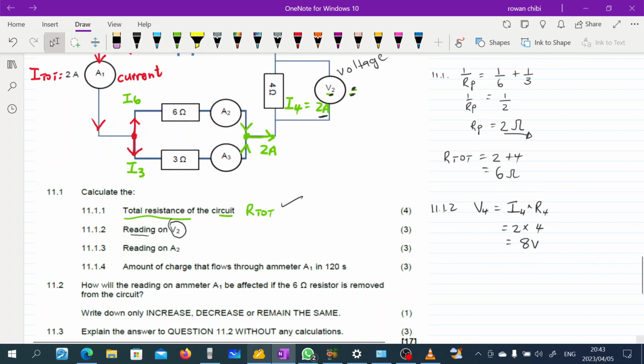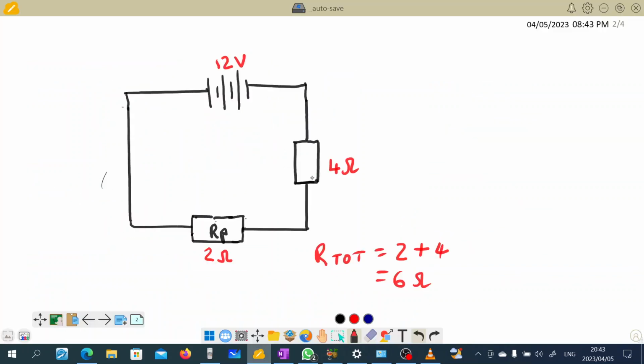So that tells you, if you go to your simplified diagram, this resistor, which is 4 ohm, is taking the voltage of 8 volts. So if you take 8 from 12, how much is left? You're left with 4. So that means the amount of voltage that is remaining here is 4 volts.